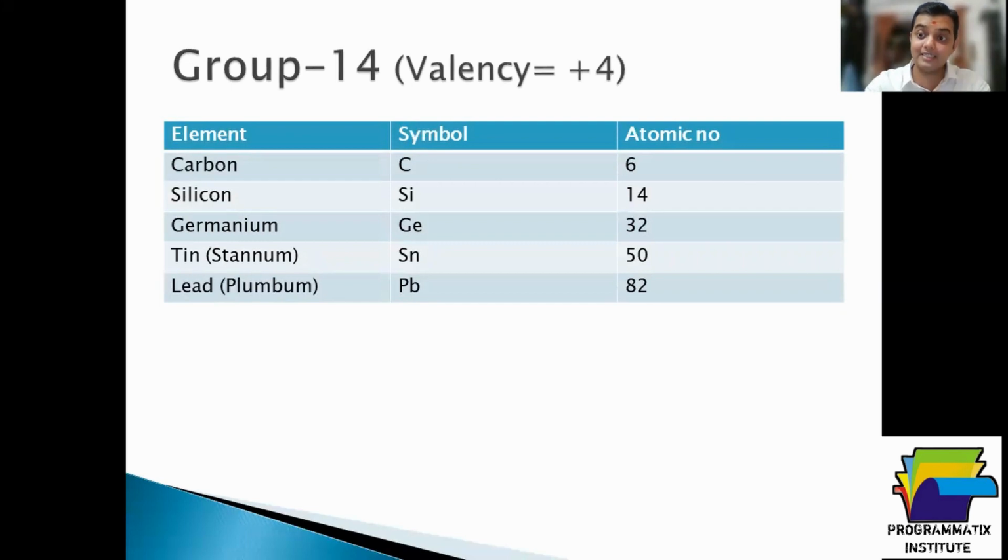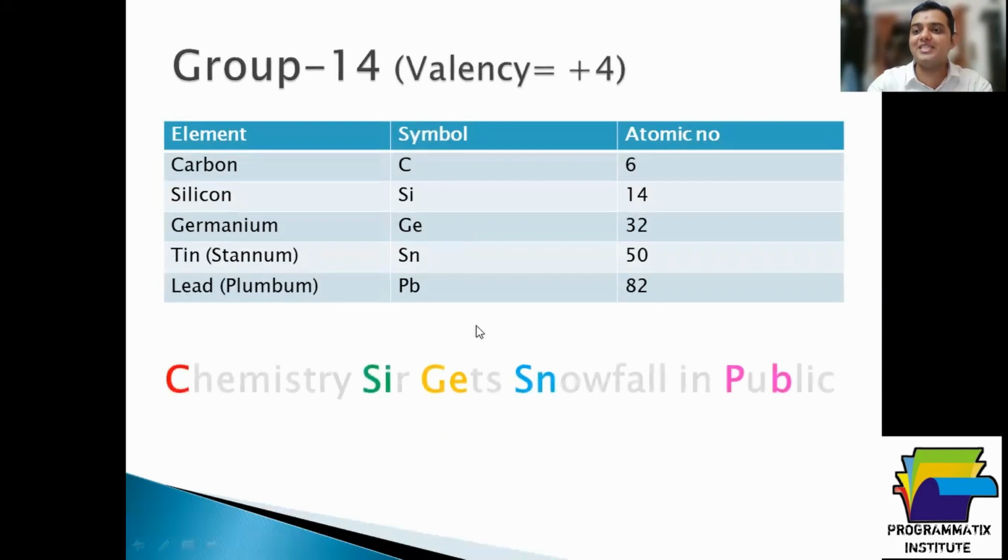So if you want to make it easy, let us go to the trick. The trick is: Chemistry sir gets snowfall in public. What is it? Chemistry sir gets snowfall in public. The C of Chemistry stands for carbon. The Si of Sir stands for silicon. The Ge of Gets stands for germanium. The Sn of snowfall stands for tin. That is a way to remember the elements. And in public, the Pb of public will be your lead.